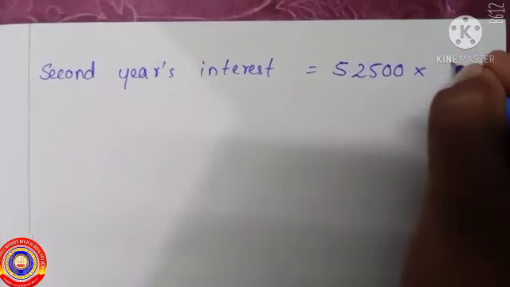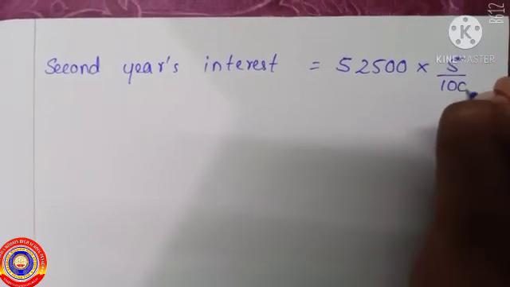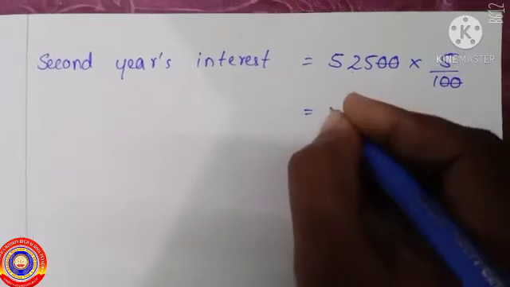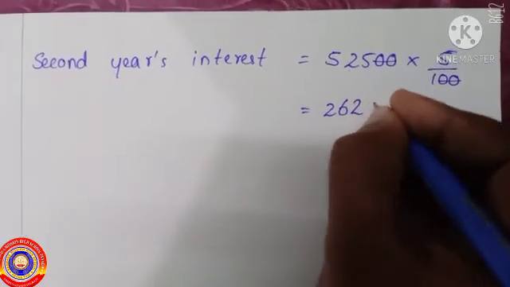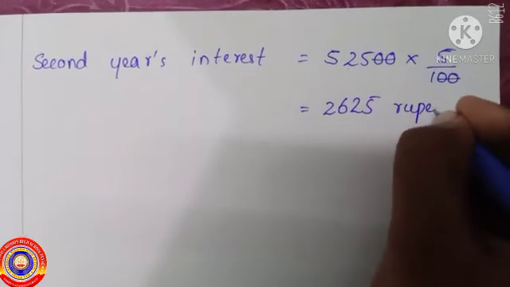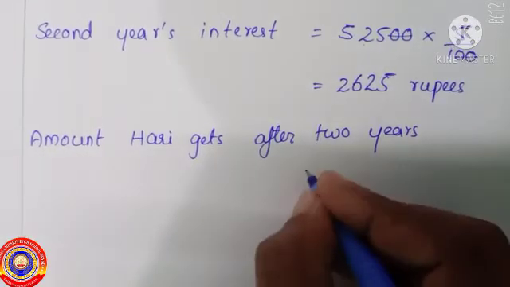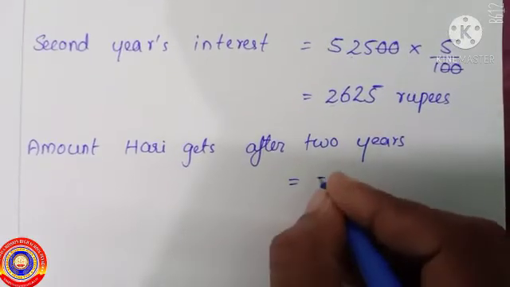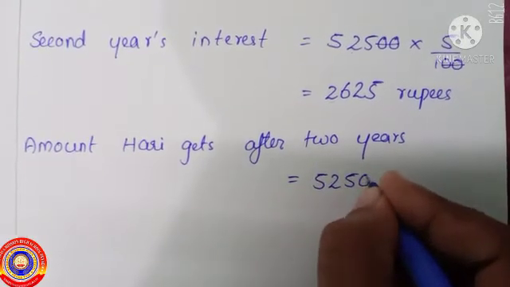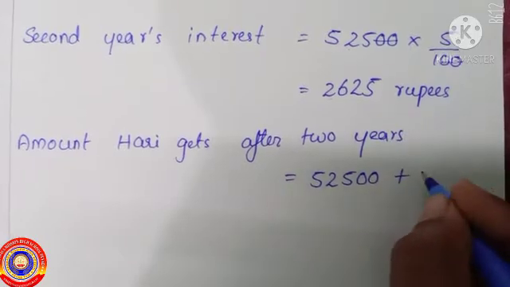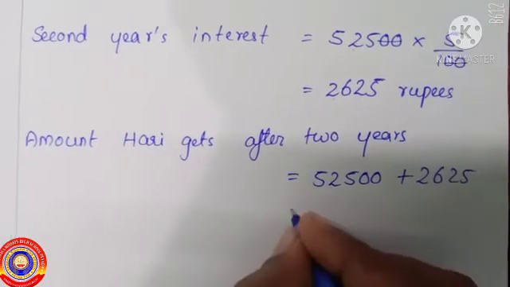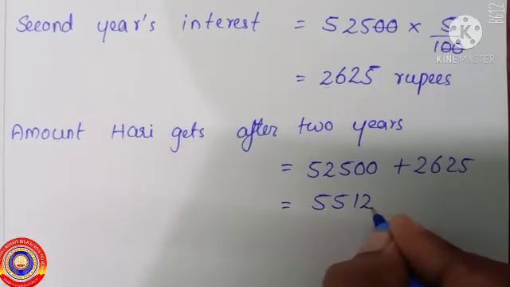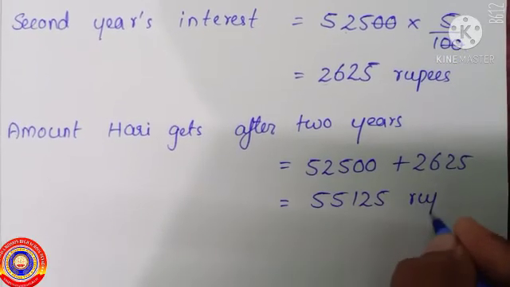Second year's interest is equal to 52,500 into 5 by 100, which is equal to 2,625 rupees. Amount Hari gets after 2 years is equal to 52,500 plus second year's interest, that is 2,625. That is equal to 55,125 rupees.